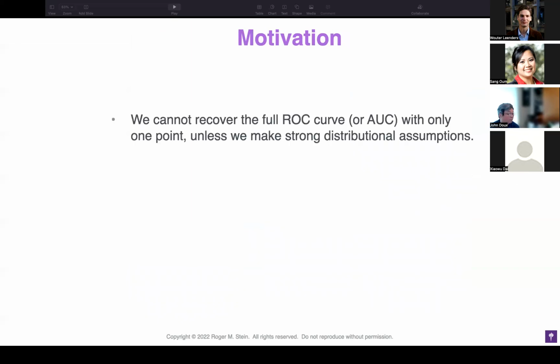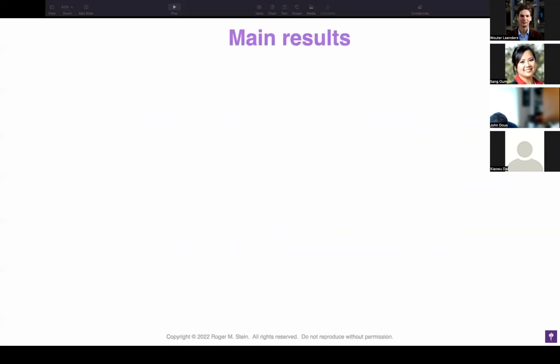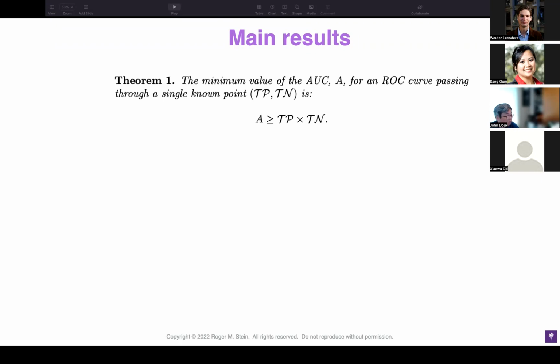So we can't recover the full ROC curve with one point unless you want to make really strong assumptions about normality and these other things, which we usually don't want to make. But we can determine using only geometry an upper and lower bound, which turns out in some cases useful, but also trivial in hindsight. I just want to warn everybody, when you see these pictures, you're going to be very underwhelmed. So here's the theorem. The area under the curve is always greater than the true positive rate times the true negative rate.